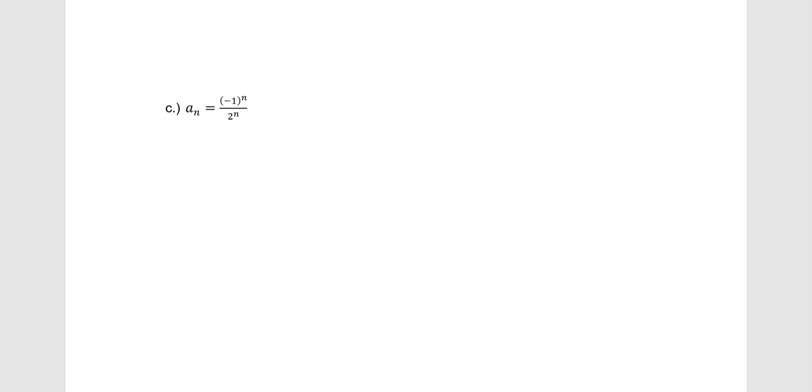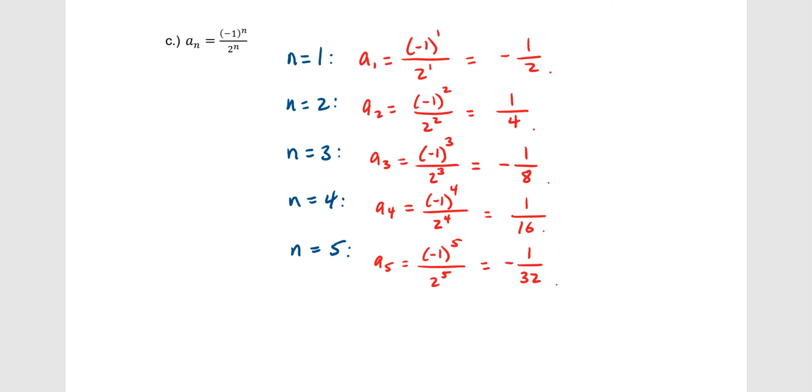All right, let's do one more. So actually, I'll pause this and just have them all filled in real quick. So I recommend you pausing it also and trying it yourself. Okay, so same thing that we were doing before, plugging in n equals 1 through n equals 5 and evaluating for the first 5 terms. We get negative 1/2, positive 1/4, negative 1/8, positive 1/16, and negative 1 over 32.